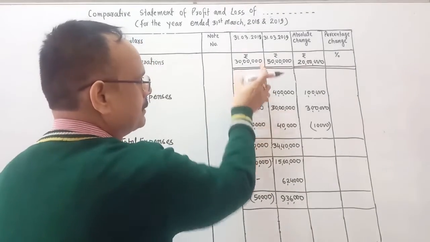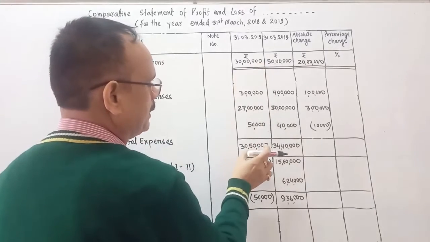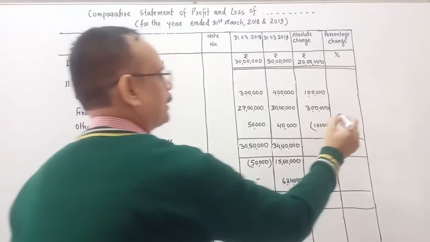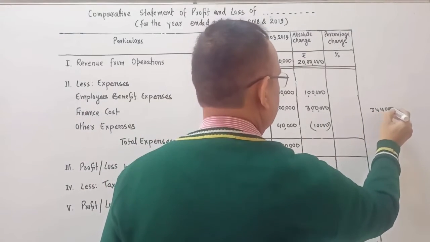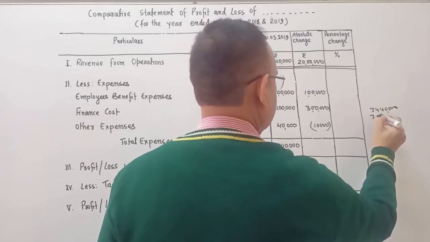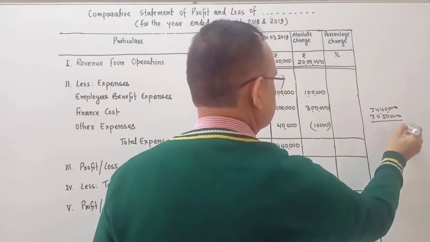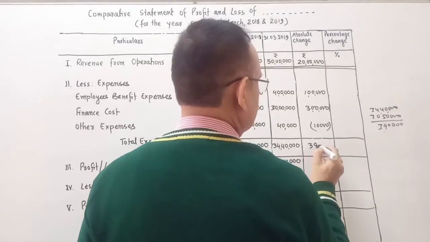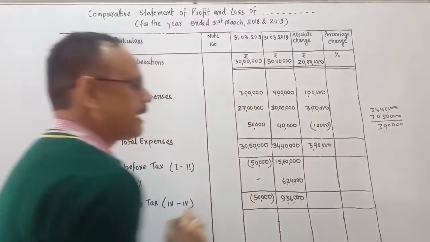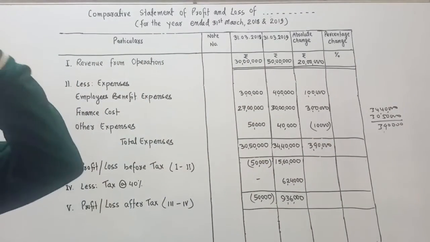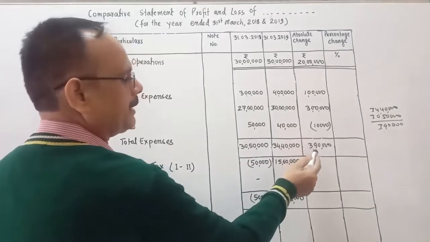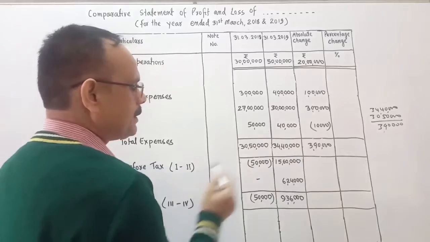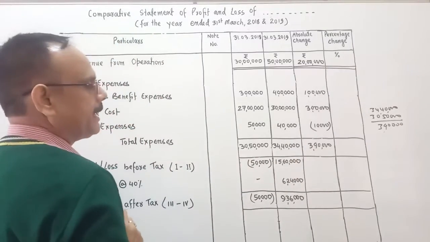Now we will do the difference. Here 30 lakh 50,000 to 34 lakh 40,000, so the difference is 34 lakh 40,000 minus 30 lakh 50,000, which is 3 lakh 90,000. From this side also you can find it out: 3 plus 1 is 4, minus 10,000, gives 3 lakh 90,000, and this side also 3 lakh 90,000.